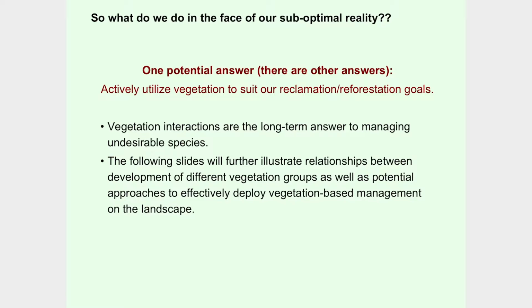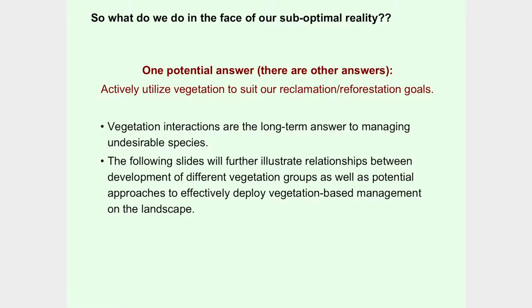Well, one potential answer, and there are other answers out there, this is not the only answer, but it is an answer that I think Dave alluded to earlier in his talk. And that was this idea of vegetation. Utilize vegetation to suit our reclamation and reforestation goals. Vegetation interactions are on these sites, they're present, and what we need to do is use species that are going to meet our goals and knock out these undesirable species.